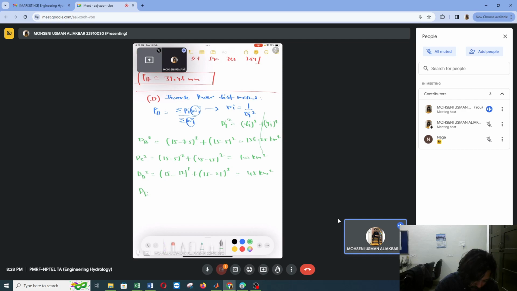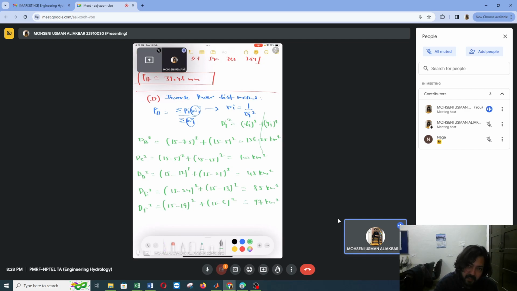Next we do it for E. The x coordinate of A minus the x coordinate of E, squared: 15 minus 24 whole square plus 15 minus 13 whole square. So it is 85 kilometer square. Similarly for dF, the x coordinate of A is 15, the x coordinate of F is 19, plus 15 minus 6 whole square, it is 97 kilometer square.